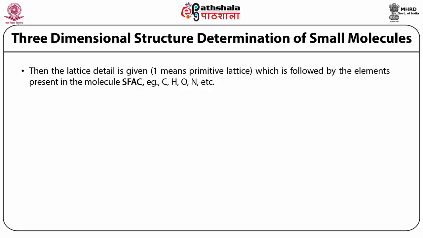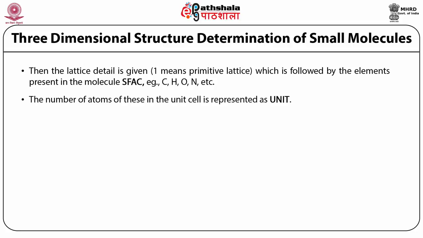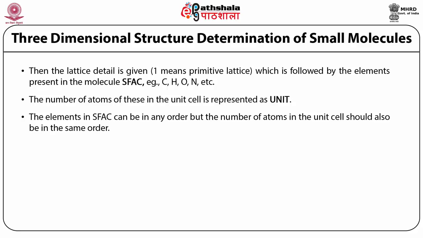Now, this is followed by another instruction, namely SFAC, the scattering factors of the elements present, carbon, hydrogen, oxygen, nitrogen. Then follows the card UNIT: in the unit cell, how many atoms are there belonging to each species. Now, in the SFAC card, you can change the order anywhere, but accordingly in the UNIT card also you have to write. Suppose you write H in the first instance instead of carbon, in the unit cell, the first number will be the total number of hydrogens in the unit cell.